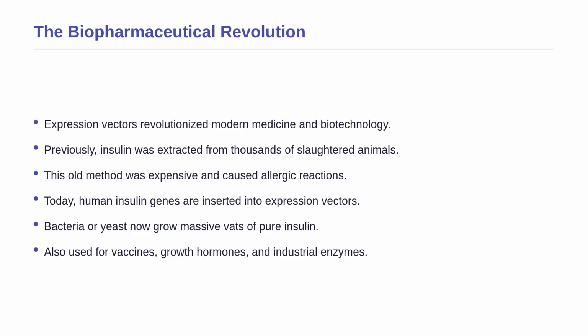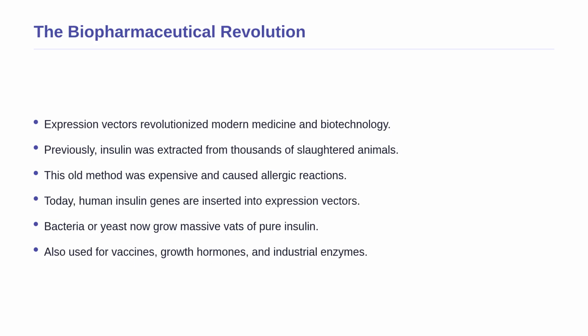Having seen the structure of these vectors, we must ask, why does this matter? The development of expression vectors completely revolutionized modern medicine. Before their invention, obtaining therapeutic proteins like human insulin required extracting tiny amounts from the pancreases of thousands of slaughtered pigs or cows. This was incredibly expensive and often caused severe allergic reactions in diabetic patients.